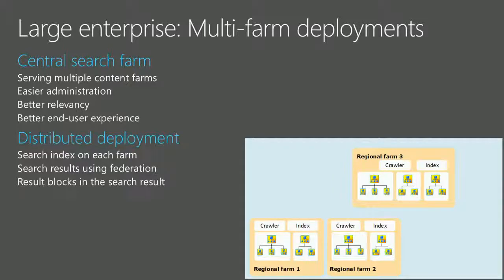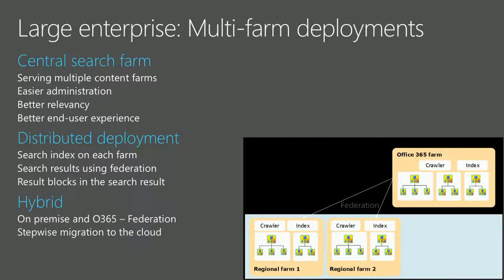The next possibility is a distributed deployment. That's where we have a search index on each farm. People are able to go directly to that farm and search directly. You can also bring in the results from the other regional farms into your search farm. It's very easy to set up a result block that points to another search service application in a separate farm and bring those in on a page. Again, those results now on the page are not mixed at all. They're just in different blocks, but it is an option.